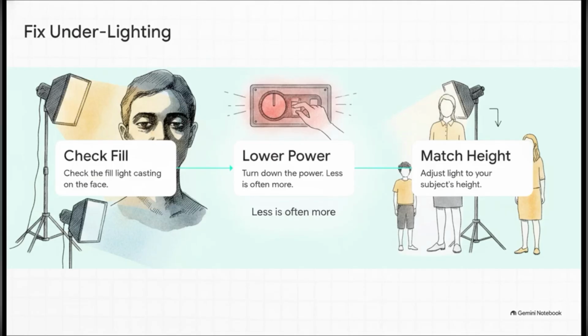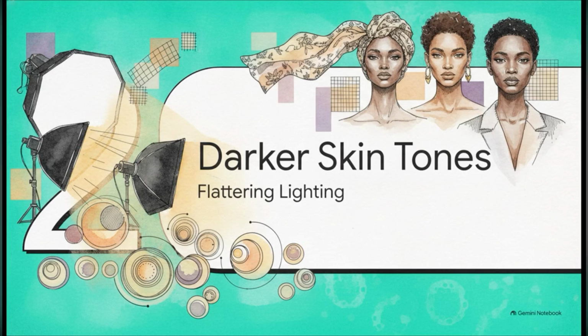Now, what if you find yourself accidentally underlighting your subject and getting that creepy 1960s horror movie effect? Well, there are 3 simple steps to immediately clean up your fill light. Usually, this underlighting happens when your fill light casts more light than your key light. So step 1, check your fill light. Step 2, turn down the power, because really, less is often more. And step 3, always match the light to your specific subject's height. This is absolutely crucial if you're photographing a tall person and then a shorter person right after on the exact same set.